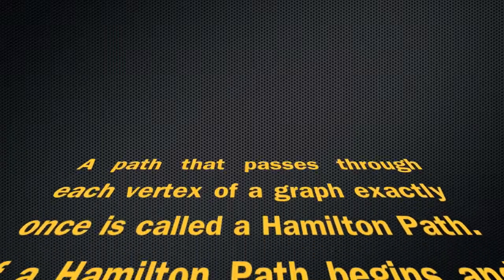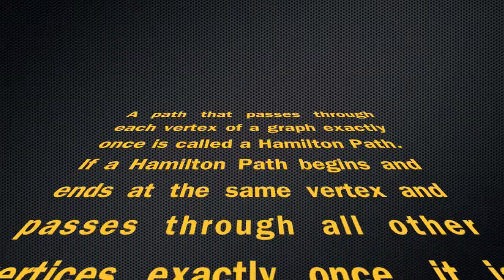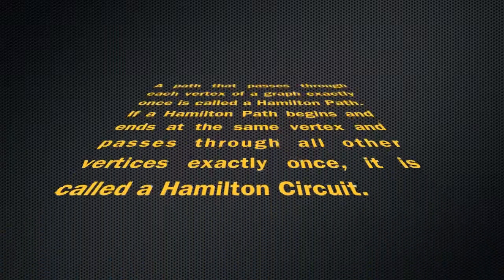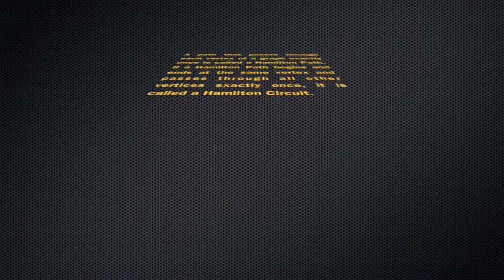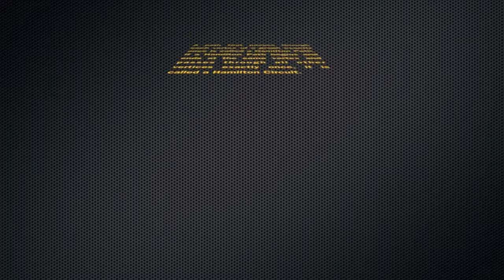A path that passes through each vertex of a graph exactly once is called a Hamilton path. If a Hamilton path begins and ends at the same vertex and passes through all other vertices exactly once, it is called a Hamilton circuit.